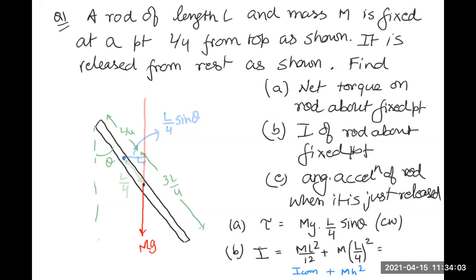ये एक्सिस के अबाउट मेरे को मालूम है, ये एक्सिस के अबाउट मेरे को निकालना है, ये दोनों एक्सिस पैरेलल है. Both the axes are out of the plane, so both the axes are parallel. What is the distance between them? Now L by 4. So therefore we get, कितना आ रहा है, ये वर्कआउट किया था ना, 7 ml square by 48.